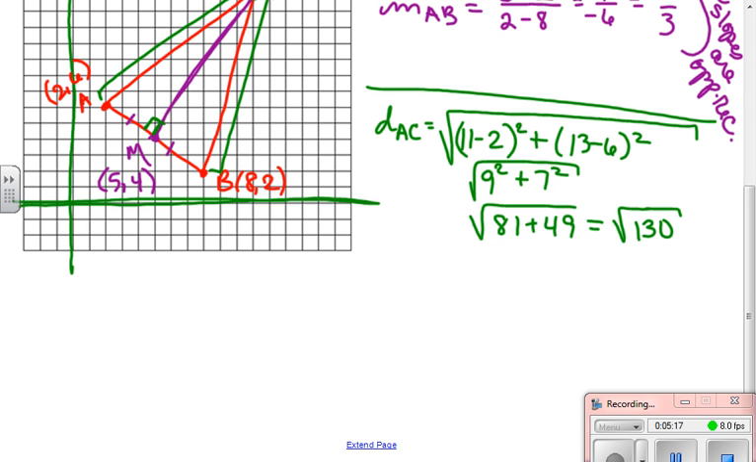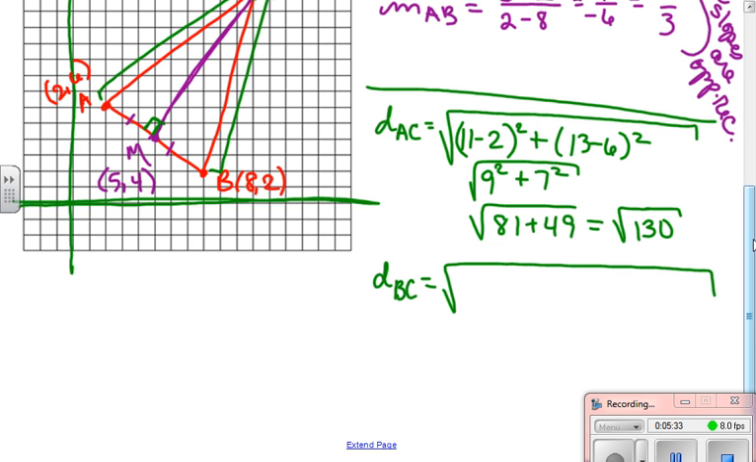I only did the calculator in the last problem because I had to take 2 times it, and we're not ready to learn about how to handle radicals yet. So now I have to find the distance from B to C. It better be the square root of 130 when I get done.